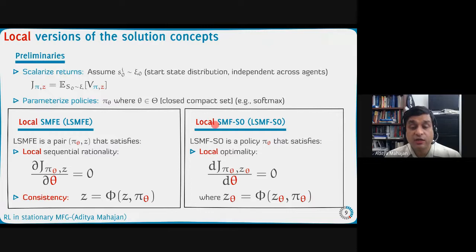We can also define local stationary mean field social optimal strategy, which is a strategy which satisfies local optimality. The difference in local optimality is I'm not thinking of partial derivative with respect to the policy parameters. I'm looking at the performance where both the policy and the corresponding mean field depend on the choice of the policy parameters. And when I think of deviations in the policy parameters, both of them change, and that deviation should be 0. And this z theta here is the stationary distribution of pi theta.